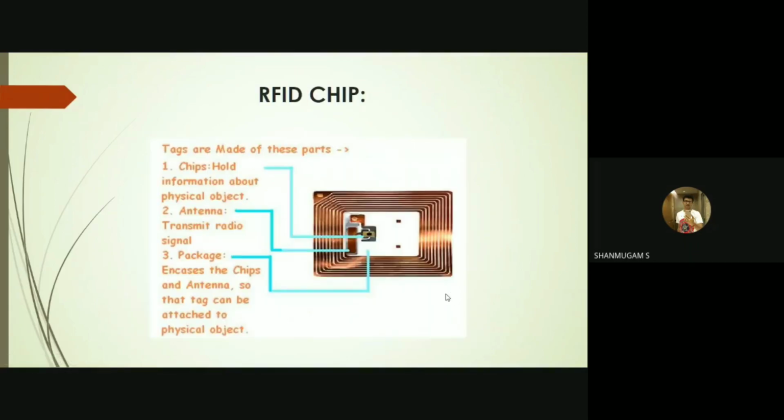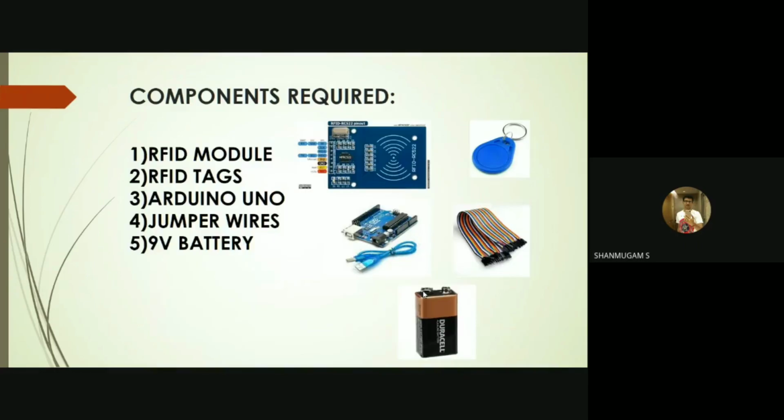Let's see about the RFID chip. An RFID tag basically consists of three parts: chip, antenna, and package. The chip, which is like a gold foil, holds the information about the physical object. The antenna transmits the radio signal. The package encases the chip and antenna so that the tag can be attached to the physical object.